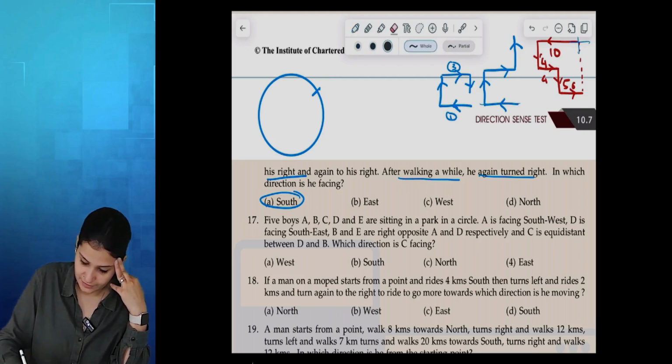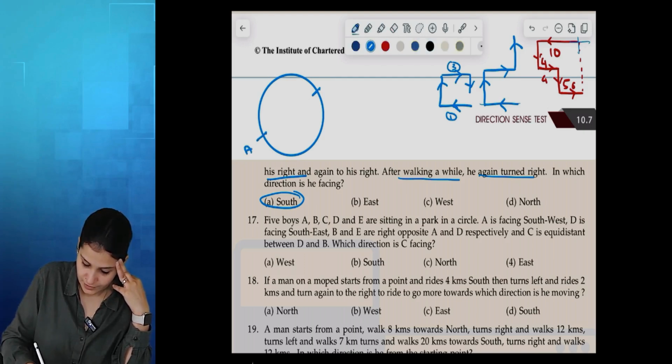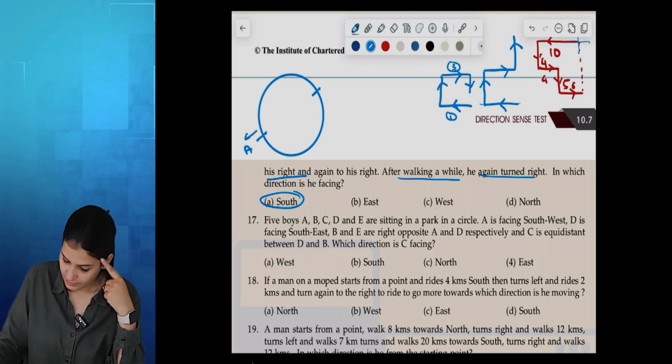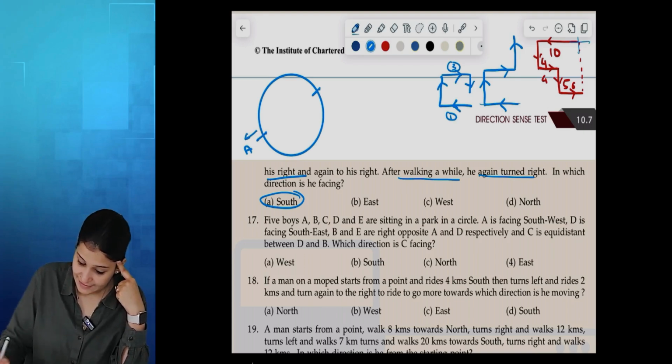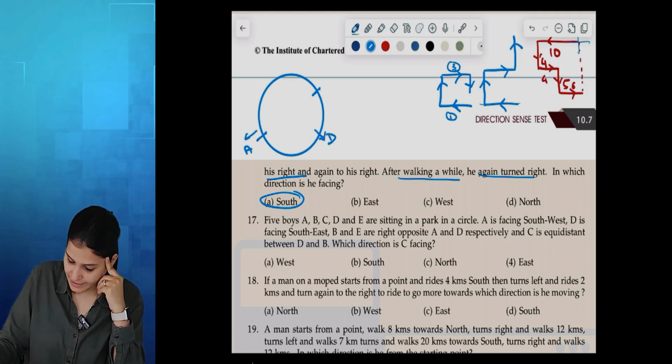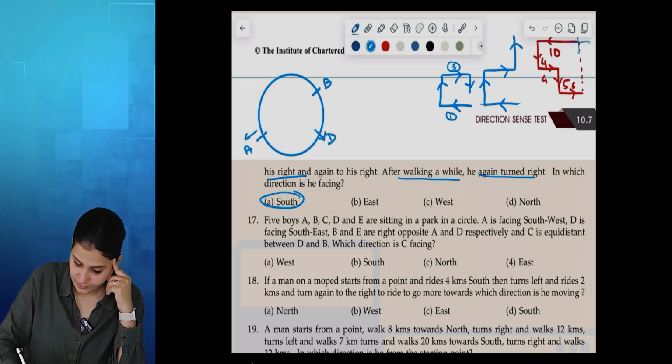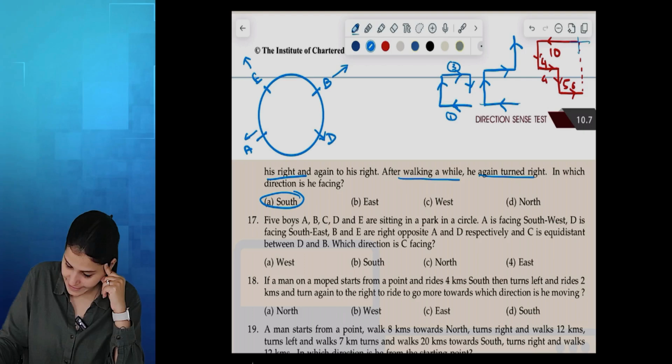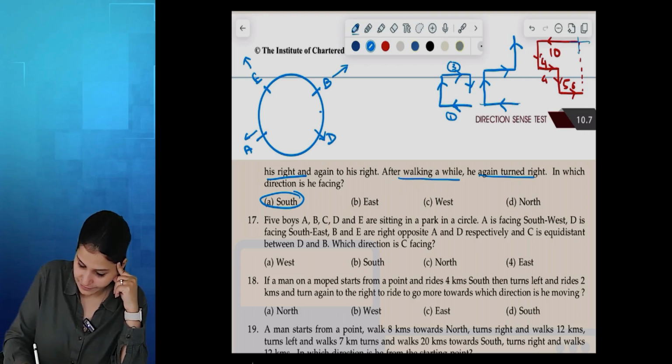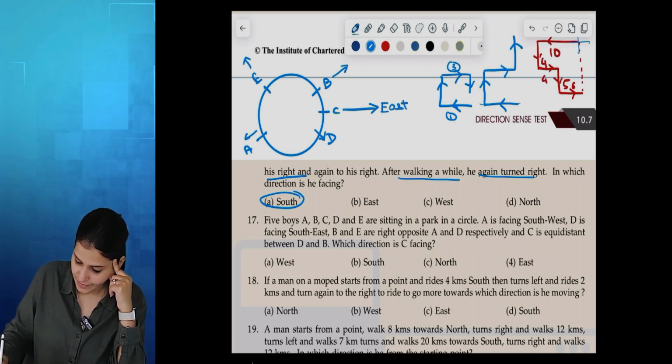Okay, everyone is looking out. D is facing southeast. B and E are right opposite to A and D. So B is in the northeast and E northwest. And C is equidistant between D and B. So this will definitely be in the east side. So C will be facing east.